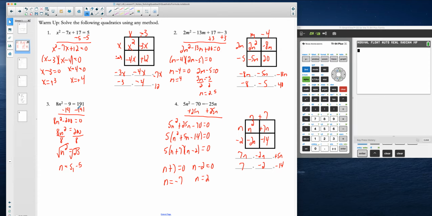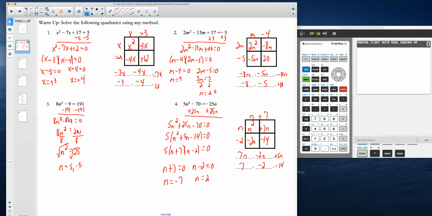Now, when we look at number 3, we get this equal to 0 by subtracting 191 from both sides. I have like terms, so I can combine that. Now, when I get to this line, 8n squared minus 200 is equal to 0, if you think back to our conversation in the last lesson, we said if we don't have a b term, if b is equal to 0, we can use our normal solving process. We don't have to factor.